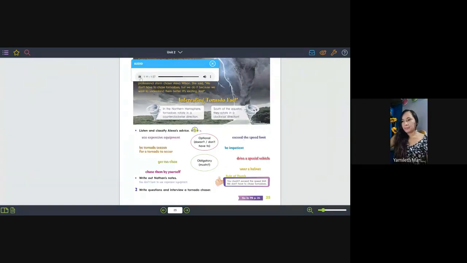You should always keep a safe distance of several kilometers because if you get too close, the tornado can carry you and your car away. You mustn't get too close. Let's continue. Another thing about driving is that you mustn't chase tornadoes by yourself.